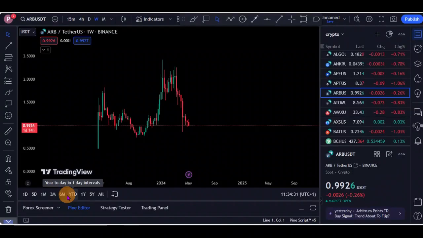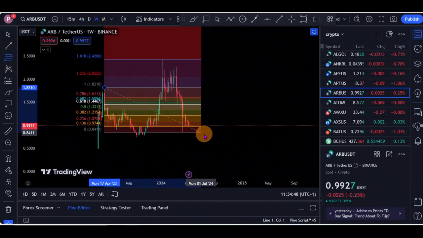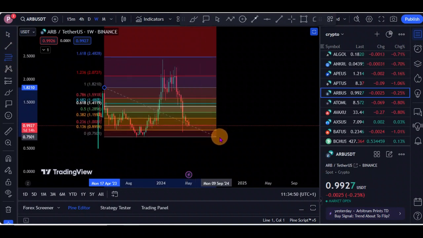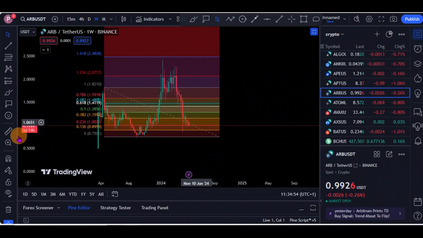So the price prediction for Arbitrum for the month of May, we are on the chart for Arbitrum, or ARB versus the USD theta. We're on the weekly time frame, Binance as the source, right? So for Arbitrum, if we just want to get the price prediction, we should be expecting to see some sort of consolidation at this level.